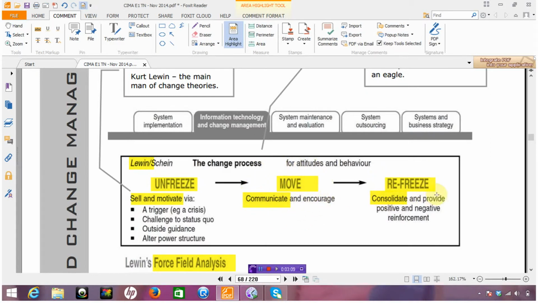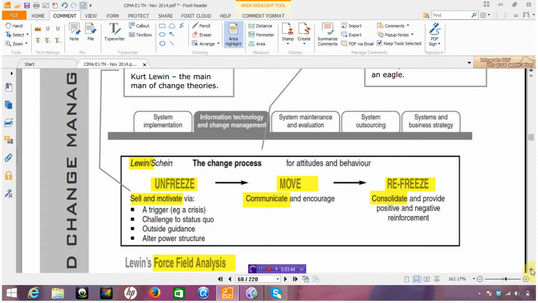Then on the right-hand side, we see refreeze. With the change having taken place, what we're looking to do there, as the word says, is to consolidate and reinforce the change. In that way, the change will run more smoothly, and the company gets to where it needs to go, perhaps in terms of a new IT system. So this model, for E1 purposes, is very straightforward, just three stages. What Lewin is trying to do is give us advice under each of those stages.